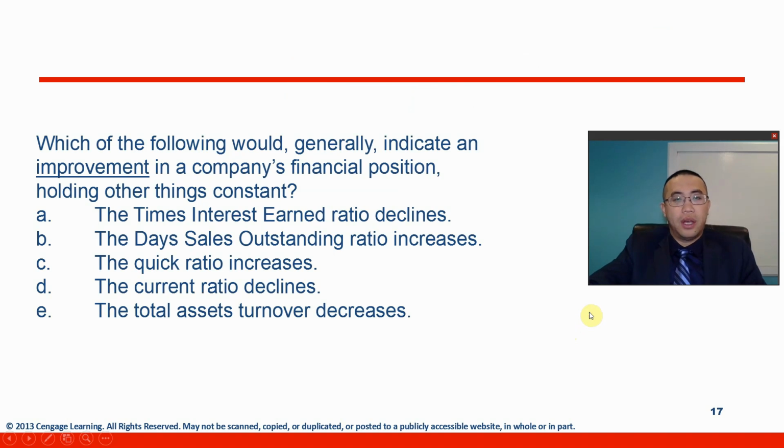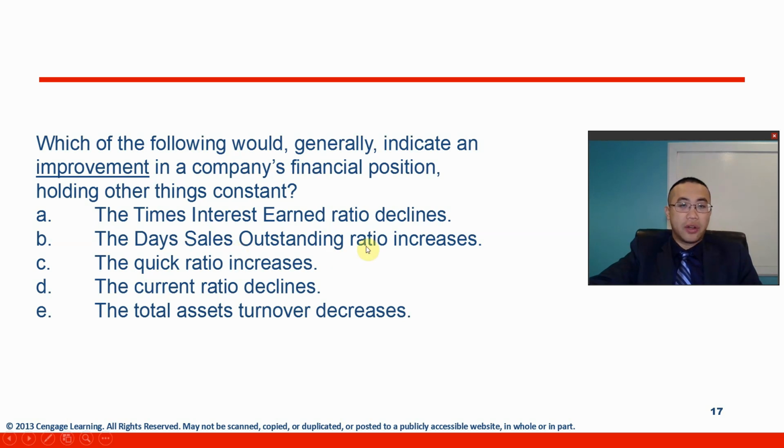And here is some other practice I want you guys to do. Which of the following would generally indicate an improvement of the company's financial position, holding other things constant? First, the times interest earned ratio declines. So times interest earned ratio is EBIT over interest. When it goes down, it's not good. That means either you have a low operating profit or a high interest to pay, or both.